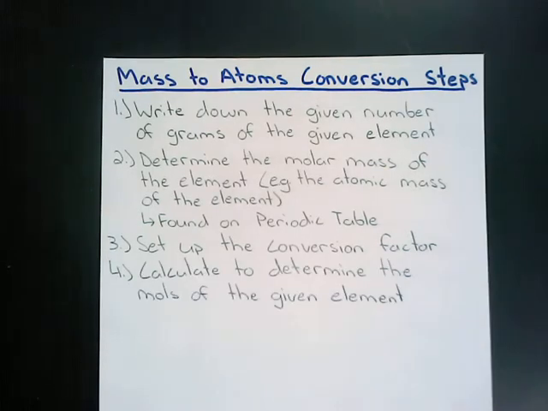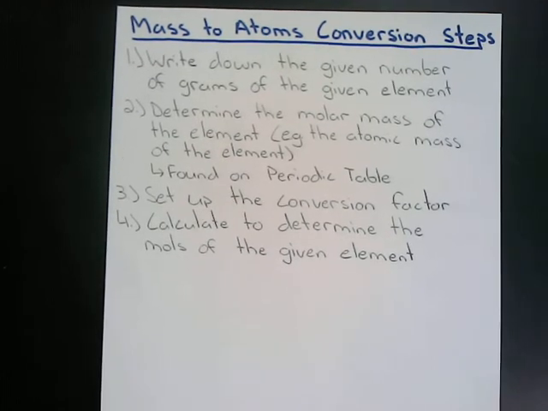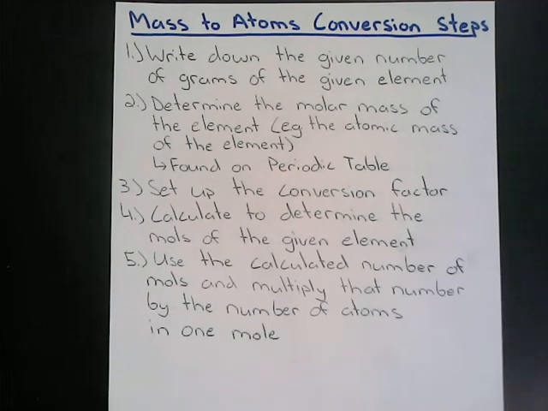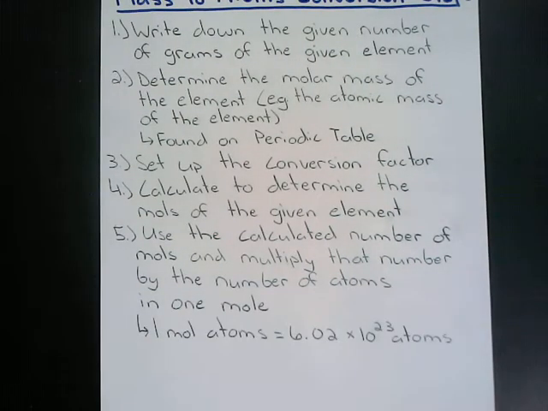Now, right here we're only halfway, so in step number 5 we use the calculated number of moles and multiply that number by the number of atoms in 1 mole of any substance. So remember, 1 mole has 6.02 times 10 to the 23rd atoms in each element. And then in step 6, all you have to do is calculate to determine the number of atoms in the given element's mass. The final units here will be in atoms.